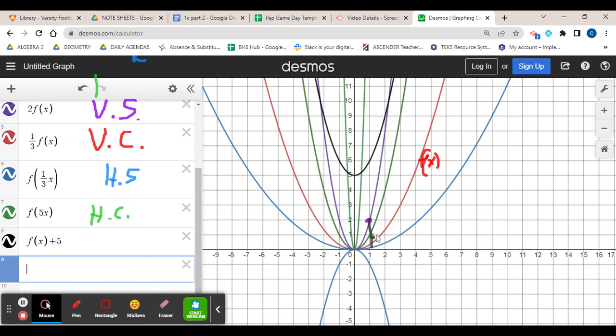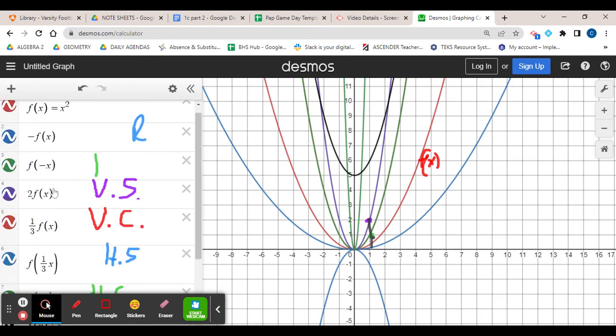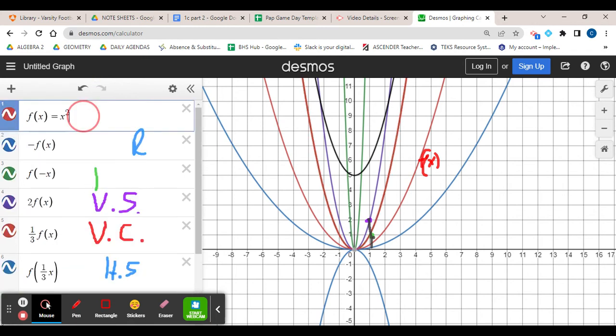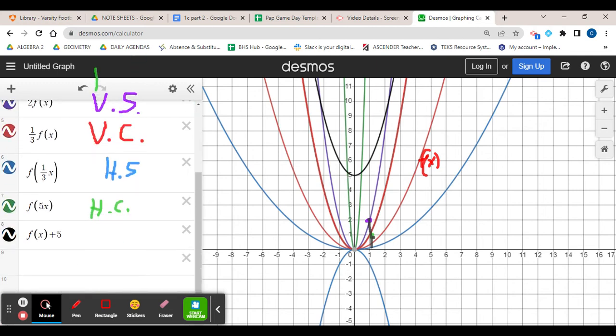So here's our red function right here. That's the original one that we had, f of x equals x squared. Check that. Sorry, that's this green one right here. So this f of x equals x squared is moved up by 5.